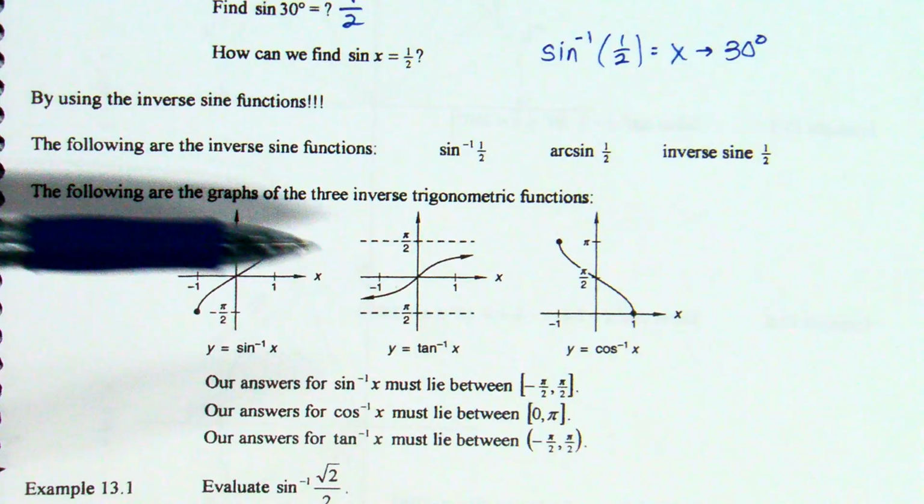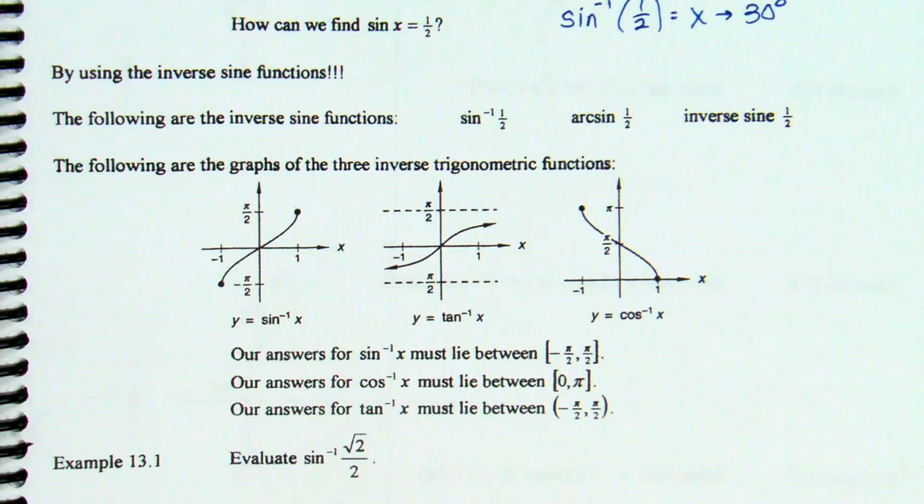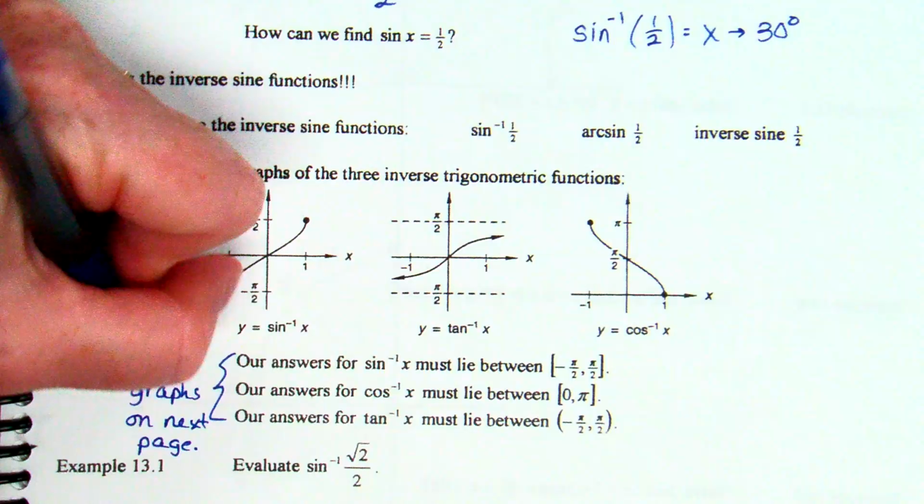Okay? If you flip back to the other page, basically tangent inverse has the same output as sine inverse. The only difference is that it's not defined at π/2 and -π/2. So it does not include those endpoints. So this right here, I'm just going to put as your reminder, see the graphs on the next page.